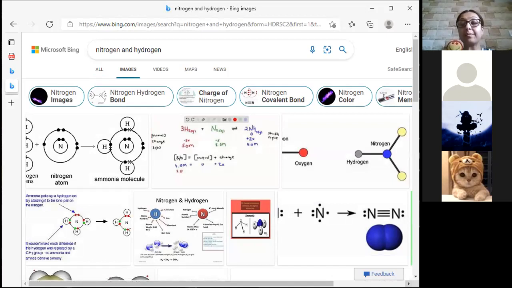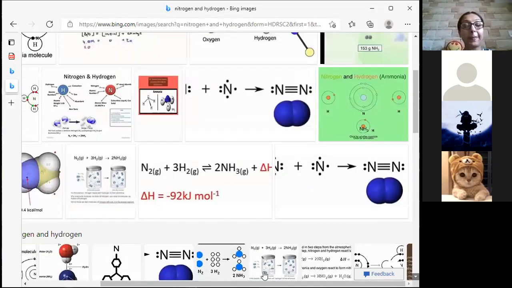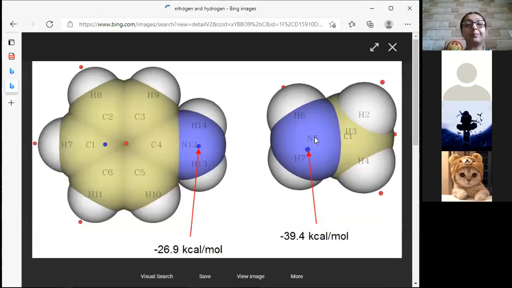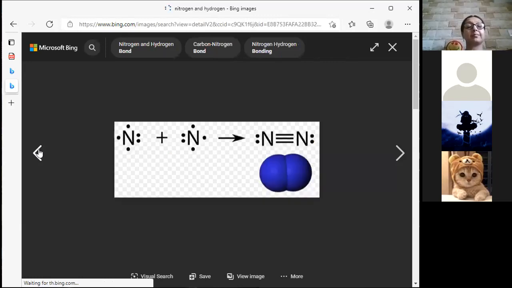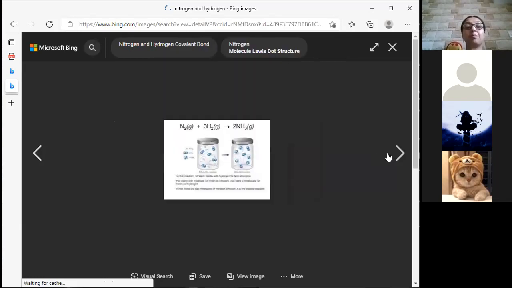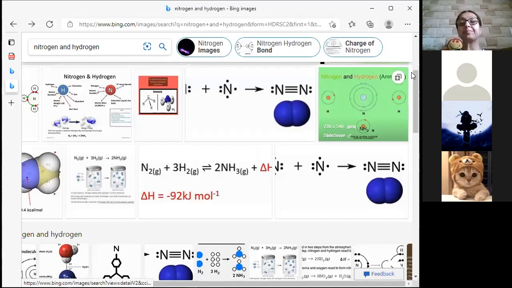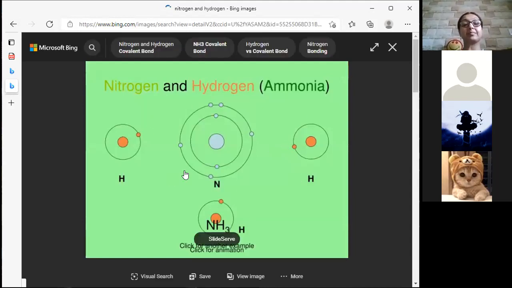Let me show you the right picture where you understand. This one. Do you know what happens when nitrogen and hydrogen are mixed together? Do you know the chemical reaction? When nitrogen and hydrogen come together to make a compound, they make ammonia. And the formula for ammonia is NH3.